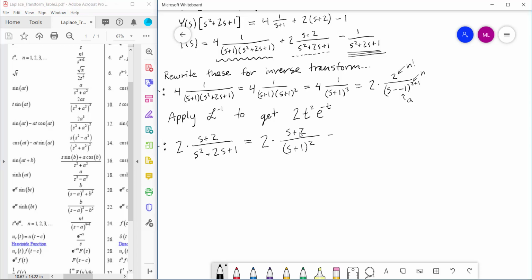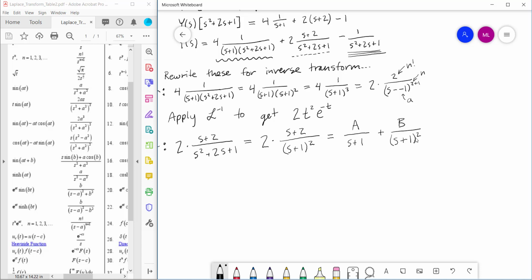So what I want to do is force this to look like the following. Whenever we have a repeated root, the form that we do to get our partial fractions to work is the following. We do a over that same root to the first power plus b over that same root to the second power plus c over that same root to the third power if necessary. But in this case, the second power is the highest we need to go.